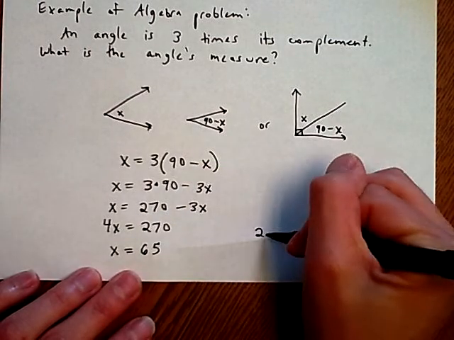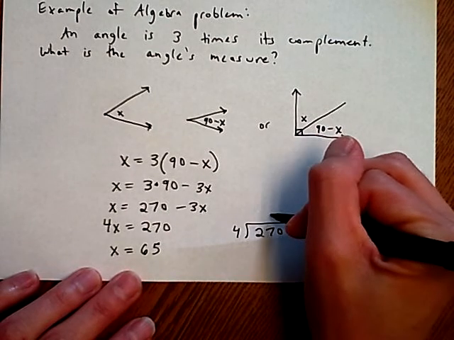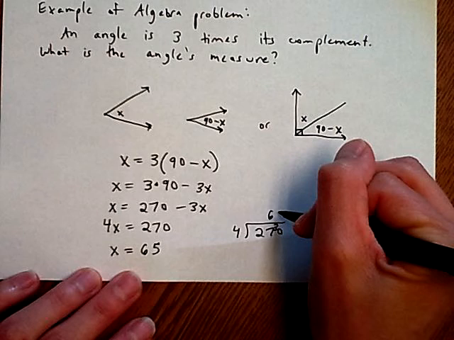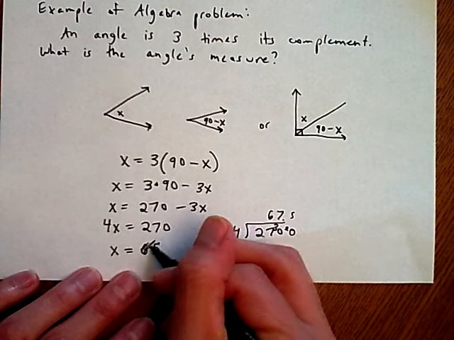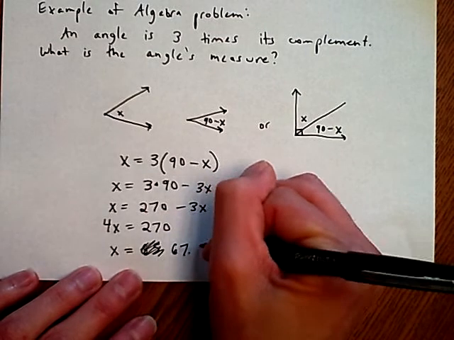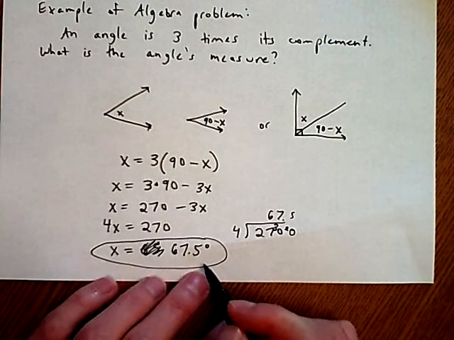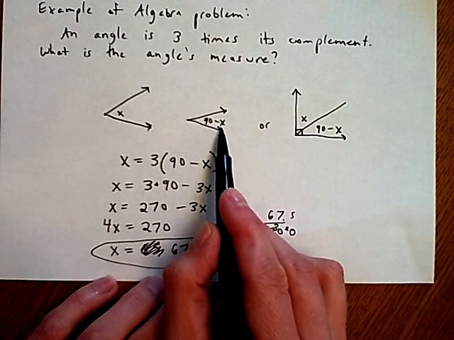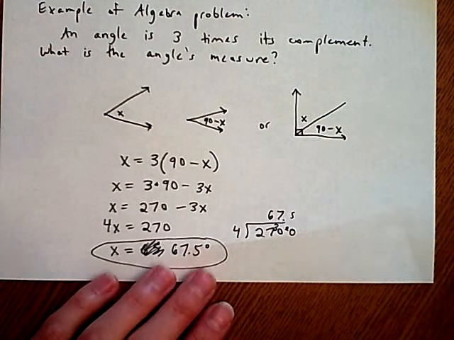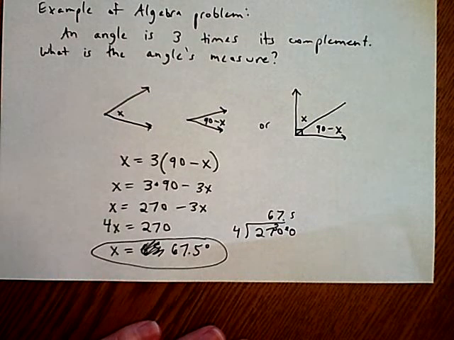Uh-oh, let me just make sure. I don't think that's right. I think it's 67.5. 6, 7, yeah. Whoops. 67.5. So the original angle was 67.5. This would be 90 minus 67.5, which is 22.5. All right, I'm going to stop there, but we'll do more examples like that in class tomorrow. Thank you.